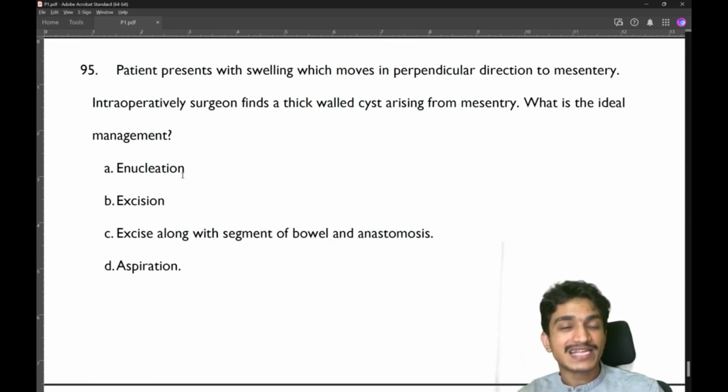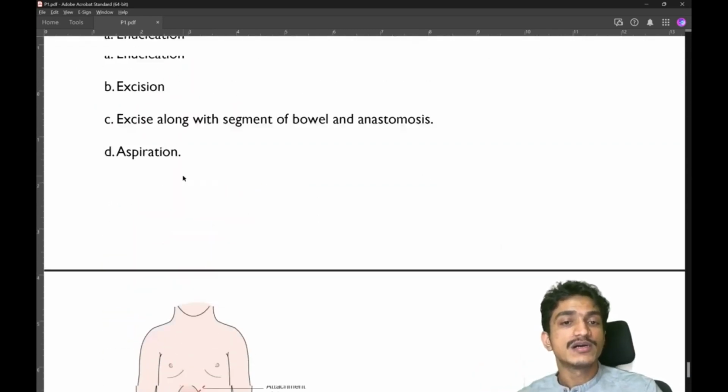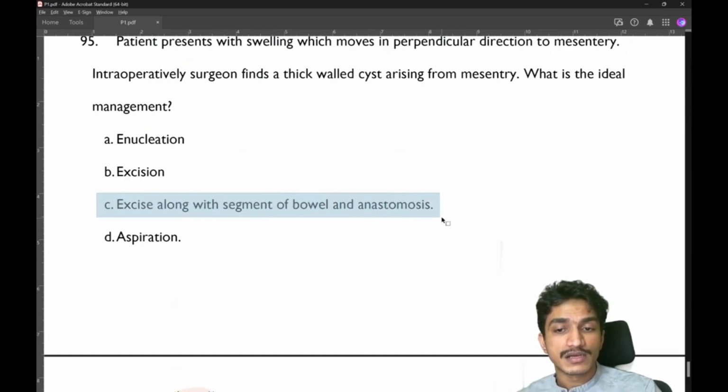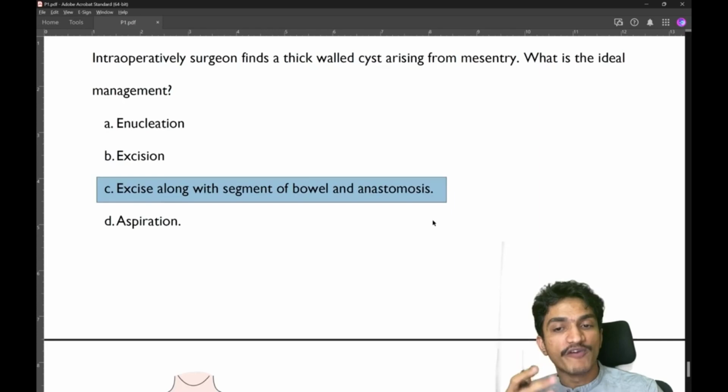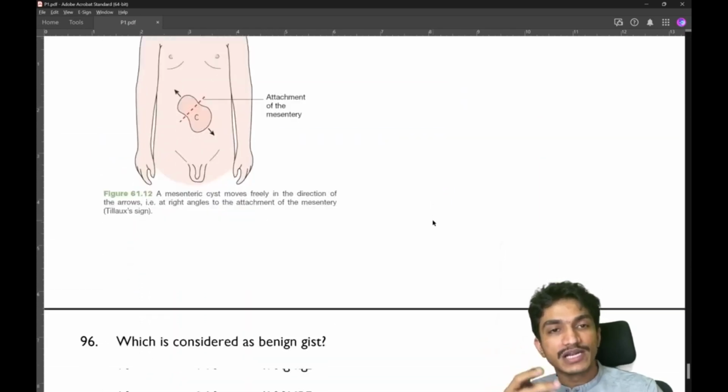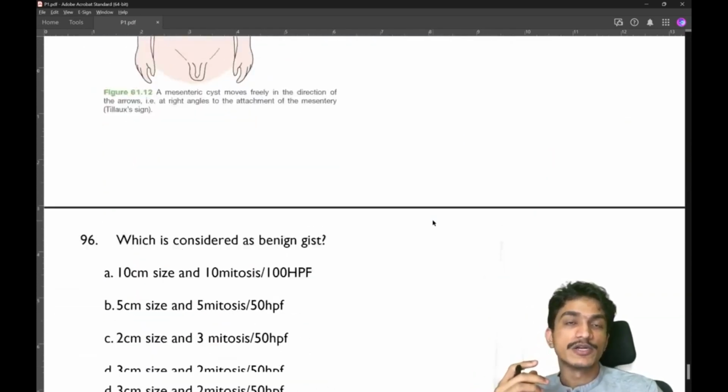What is the ideal management? So that is pointing towards not chylolymphatic but enterogenic, and in this scenario you go for excision with a resection of bowel and anastomosis. So in this case the answer should be C according to me.